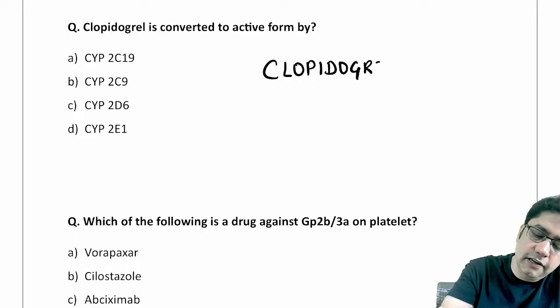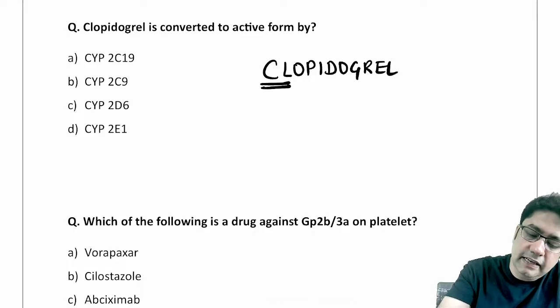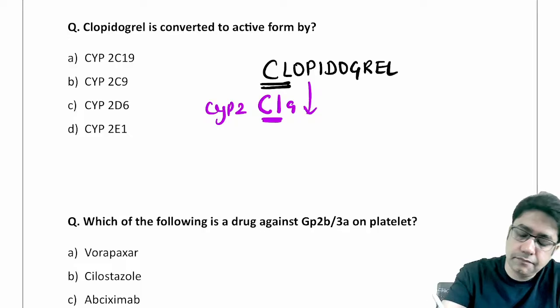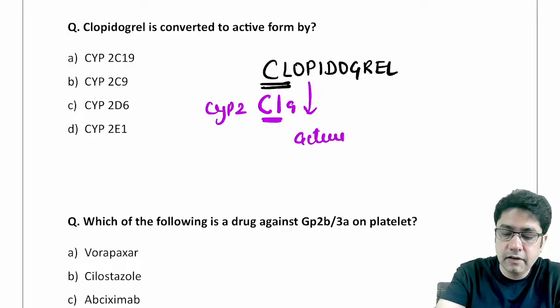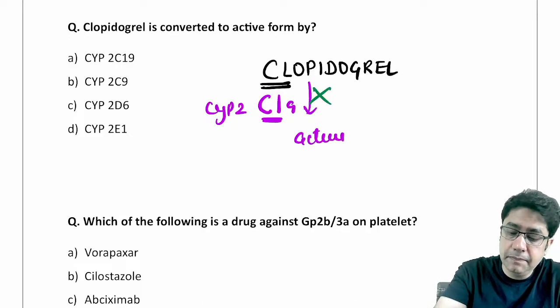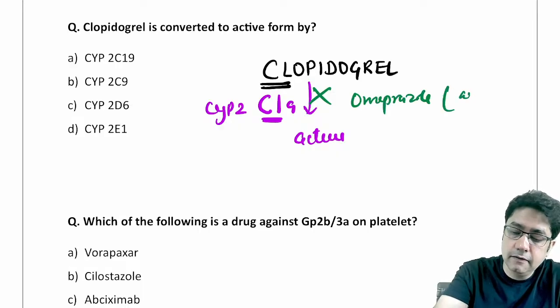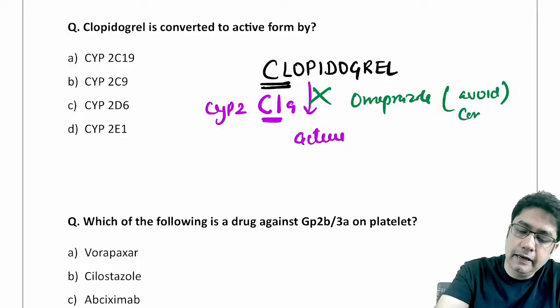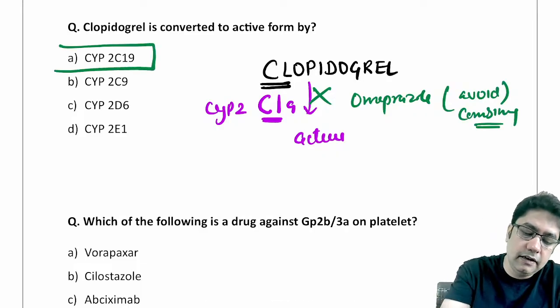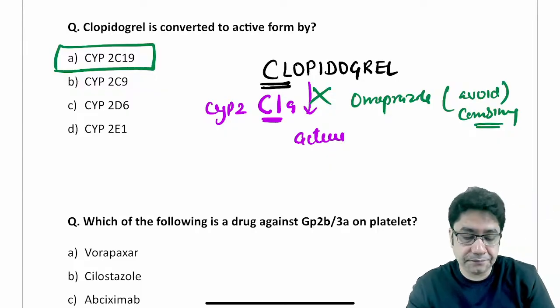We have discussed earlier also. Remember clopidogrel. It is converted by the CYP2C19 enzyme into its active form. And the drug which inhibits the CYP enzyme is omeprazole. So avoid combining clopidogrel with omeprazole. So the answer out here is CYP2C19.